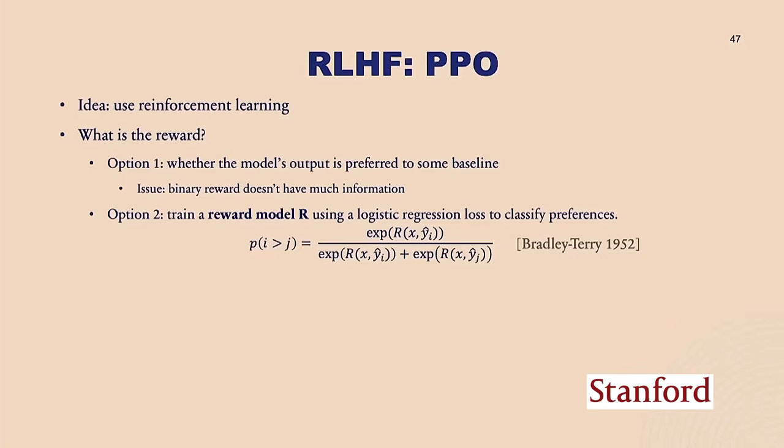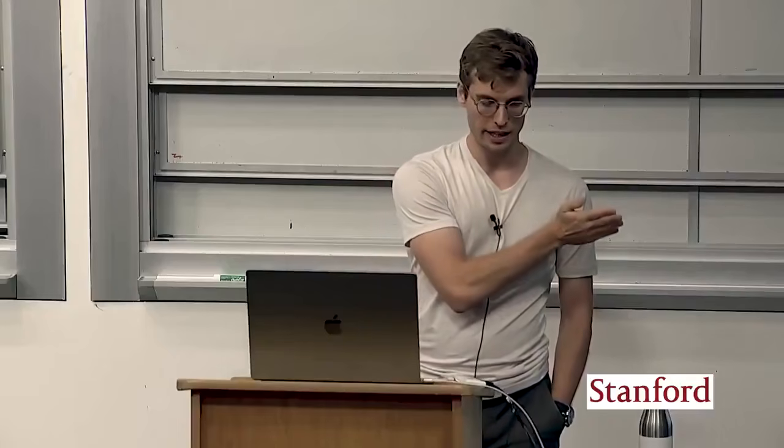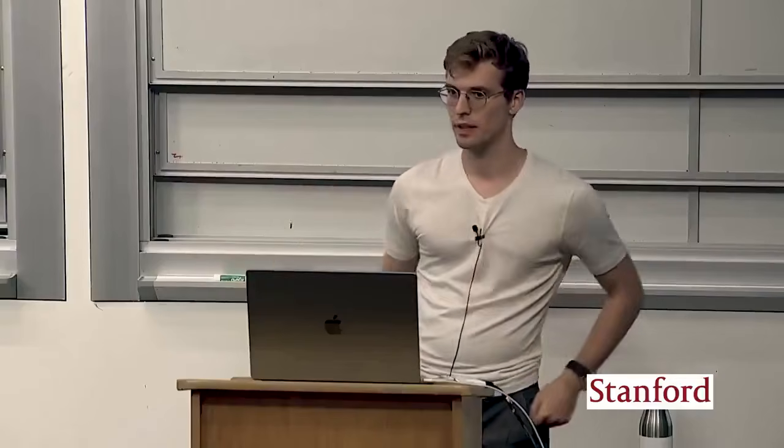Yes? Is this reward model going over the entire output, or is it going token by token? So this takes the entire output at once. So it takes all the input and all the output, and it gives one number.